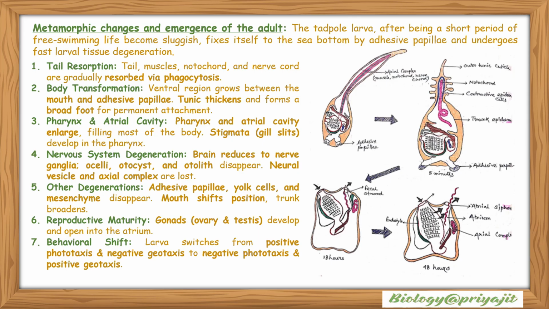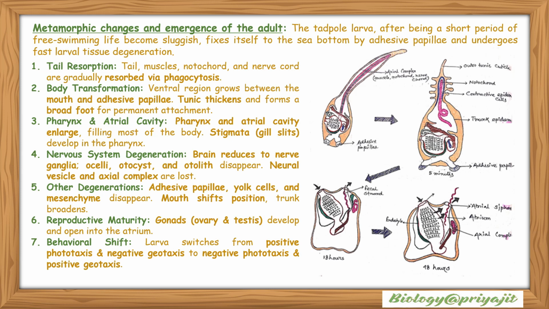Nervous system degenerates. The brain reduces to nerve ganglia; ocelli, otocyst, and otolith disappear. Neural vesicle and axial complex are lost. Other degenerations: adhesive papilla, yolk cells, and mesenchyme disappear. Mouth shifts position, trunk broadens.